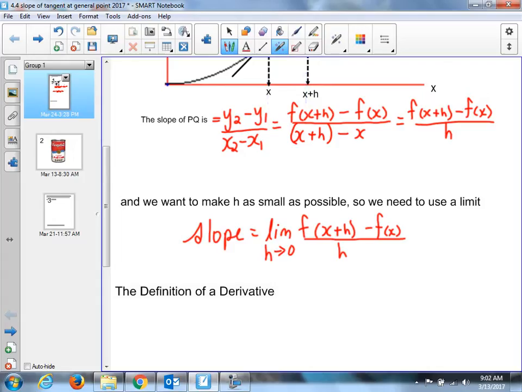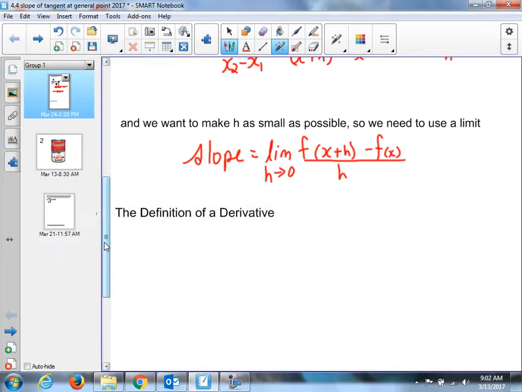Otherwise, you're taking the slope of a secant line, 2 points, actual points that lie on there. Here, you're taking the slope of where it hits at 1 point. Now, the definition of the derivative, like I said, is essentially what I have written up there, but we're going to need a few words to come up with it.